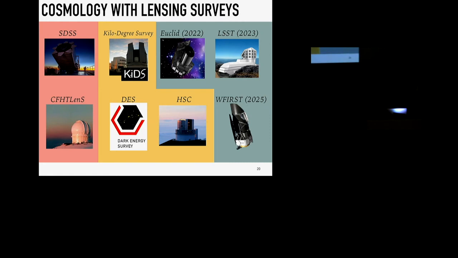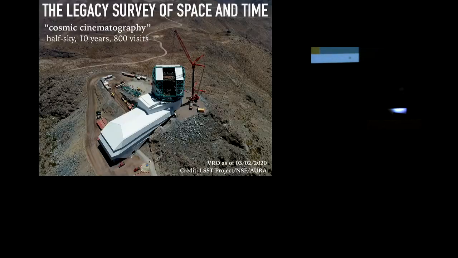The next generation of surveys is depicted here in green. The ones that are expected for the next decade are Euclid, LSST, and WFIRST. These are the ones that are ongoing right now. And these are past surveys that followed similar analysis from weak gravitational lensing to deliver cosmological constraints. I've been mostly involved with the LSST survey.